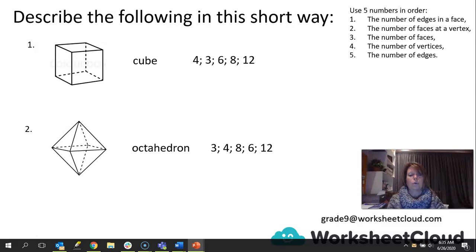So that's just a short way of describing a shape. Like I said, you don't really come across this too often, but it is just interesting to know. And if you do know the way of describing the shape, you can quite easily name it. Or if you've got this structure, you can probably quite easily draw it.